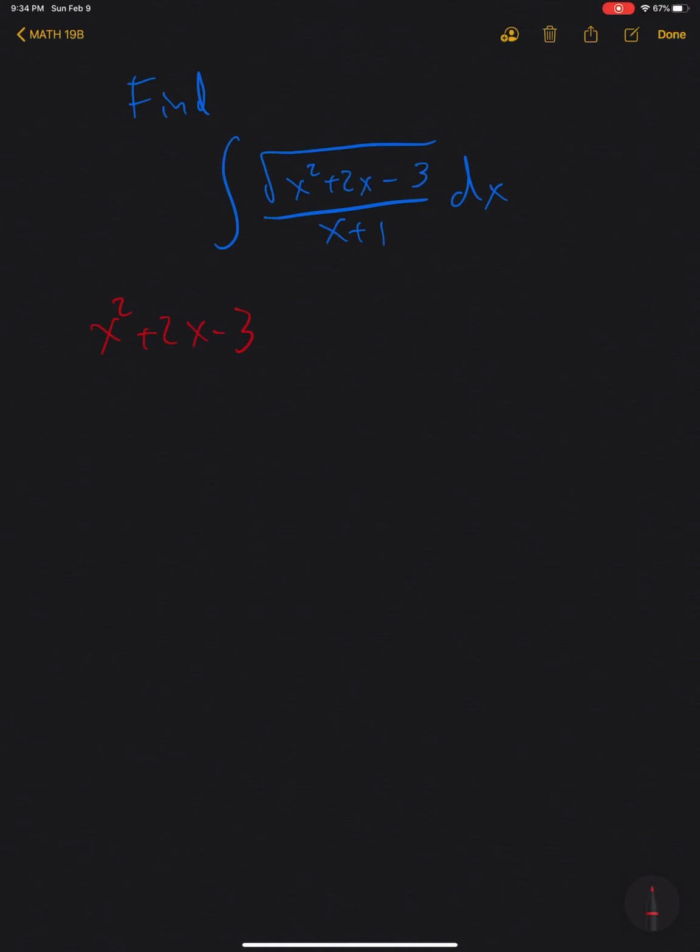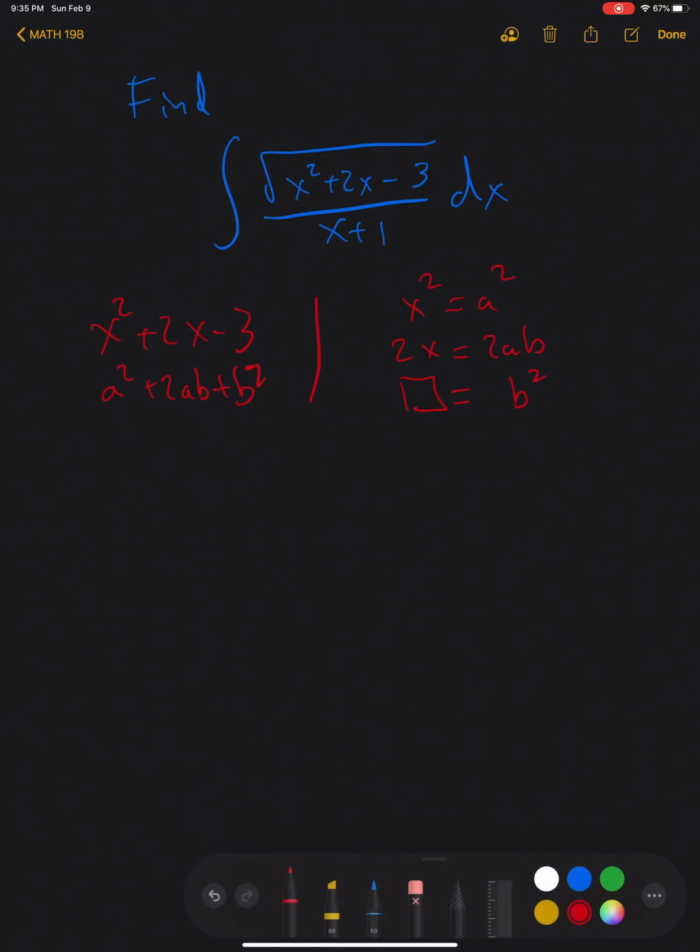Now, there are different ways to do this, and one very easy way is to compare this with a perfect square. This is the blueprint of a perfect square. In this case, we have that x squared corresponds to a squared, 2x corresponds to 2ab, and the idea is to find what will correspond to b squared. By doing this, we can complete the square. So from here we have that x equals a, then this will mean that 2x equals 2xb, which gives me that b equals 1. So in order to complete the square, I need to add a 1.